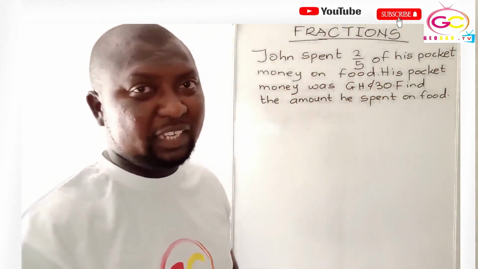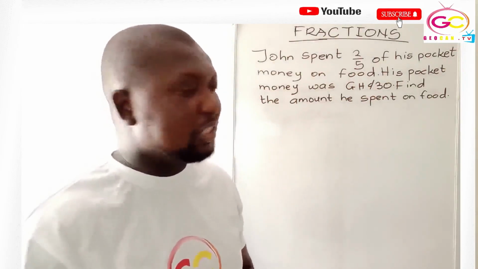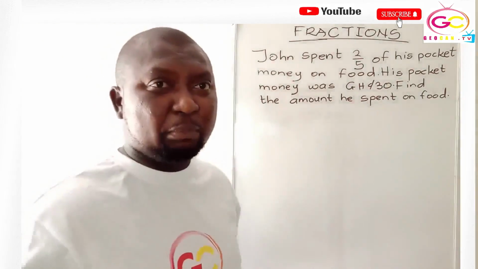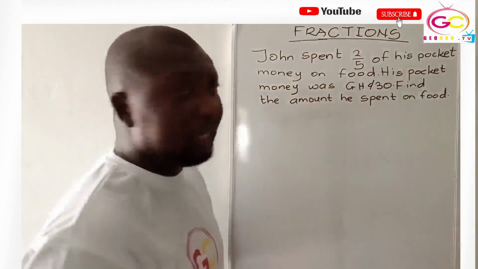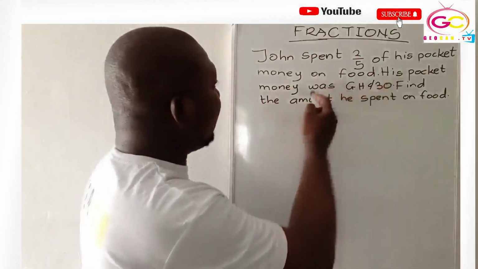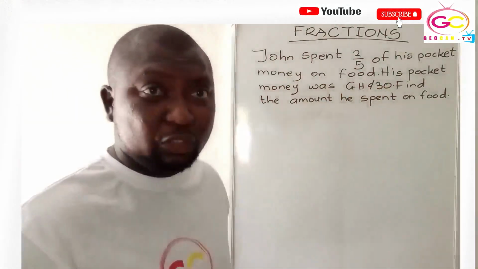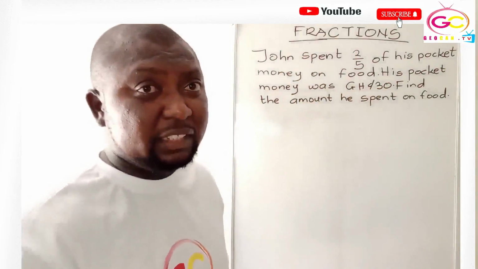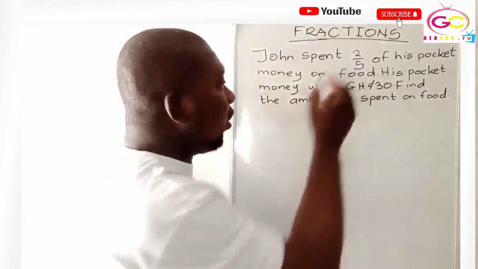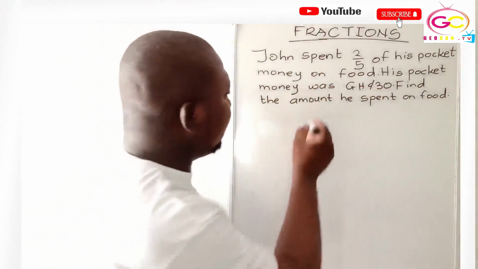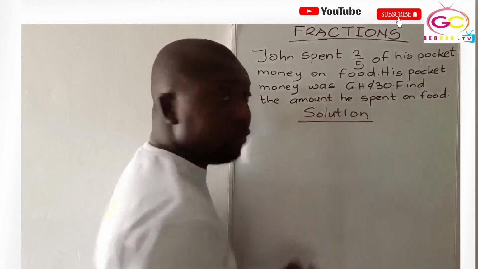Do you remember in our previous lesson, I told you "of" in mathematics means what? It means multiplication. Good. So John spent 2 over 5 of his pocket money. And what's the pocket money in the question? His pocket money was 30 cedis. And we are told to find the actual amount he spent on food. So this is easy. So you are just finding 2 over 5 of the 30 cedis. Easy as ABCD. So we have our solution. Solution simply means how you solve it.